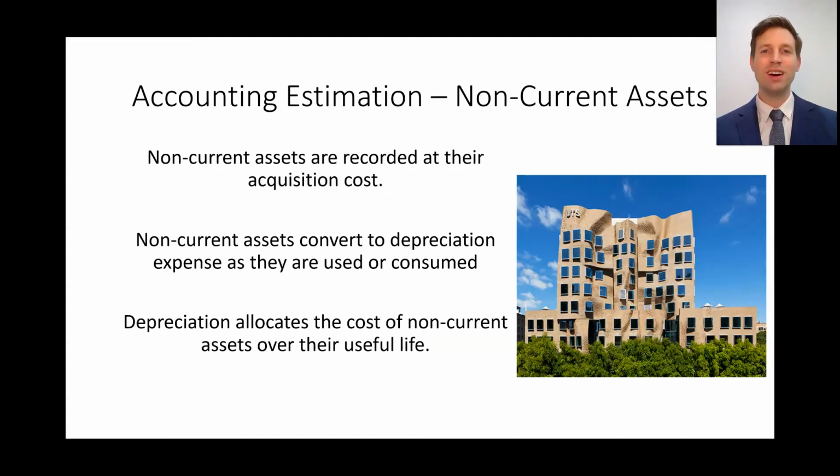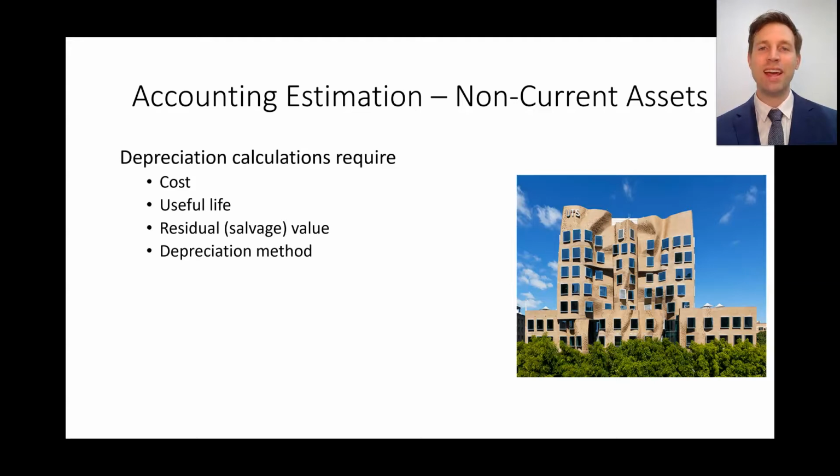Next up, we want to consider property, plant and equipment, or more broadly, non-current assets. When non-current assets are purchased, the business will record it on the balance sheet at historic acquisition cost. Accountants then have to calculate what's called depreciation. And depreciation is the expense that is incurred as you use up these non-current assets over their useful life. To calculate depreciation, accountants need to know the cost of the asset, its useful life, its estimated residual value, and they get to choose one of multiple different depreciation methodologies.